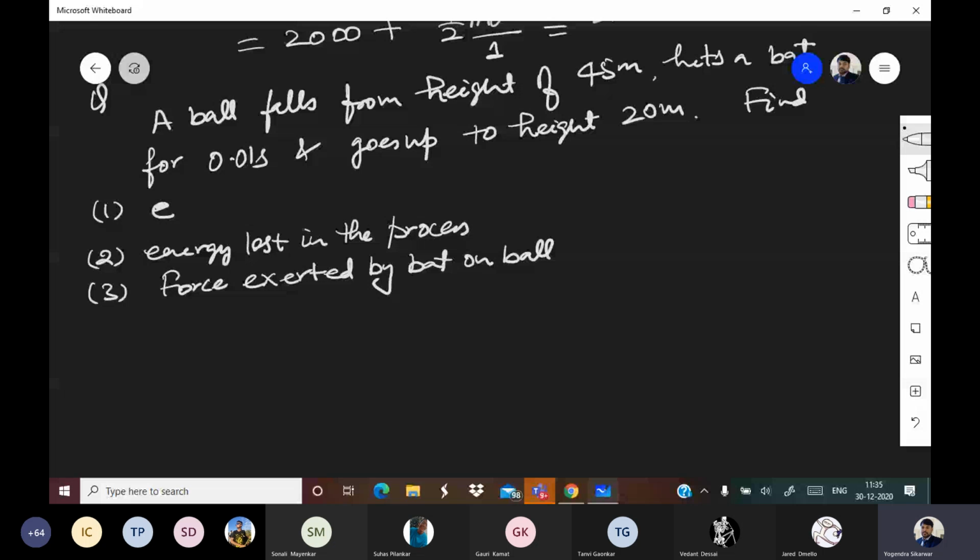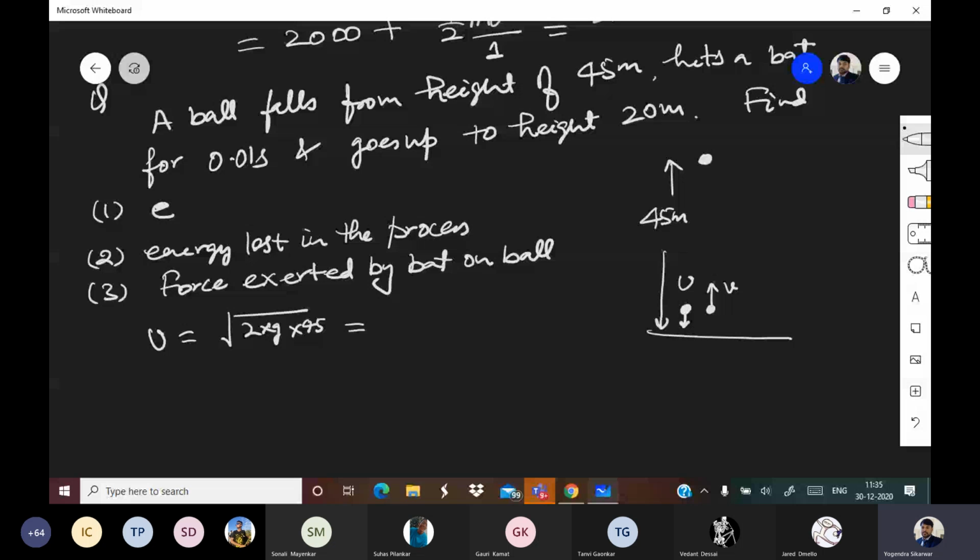Suppose this is the bat. This is a ball which is falling from a height of 45 meter. So the velocity of the ball before hitting is u and the velocity of the ball after hitting is v. So u will be under the root of 2gh, 2 into g into 45, and that comes out to be 30 meter per second. Now v, again that will be under the root of 2 into g into 20, and that will be 20 meter per second.